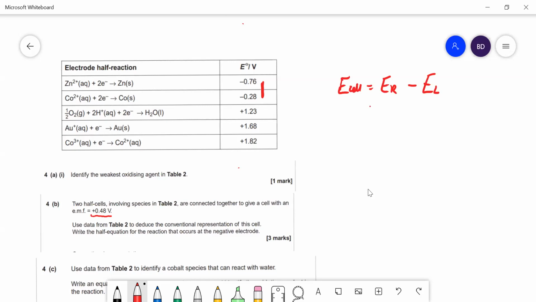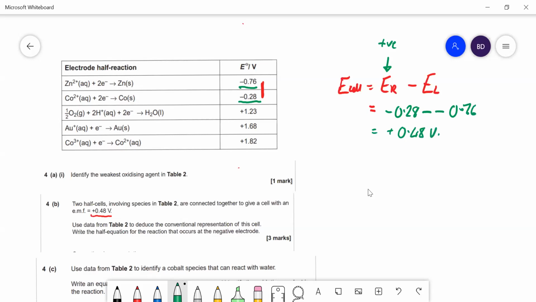Now the right hand side electrode we always put is the most positive, and the left is always the most negative. So the most positive is the cobalt one, minus 0.28, minus, take away the negative one, minus 0.76. That's equal to plus 0.48 volts.